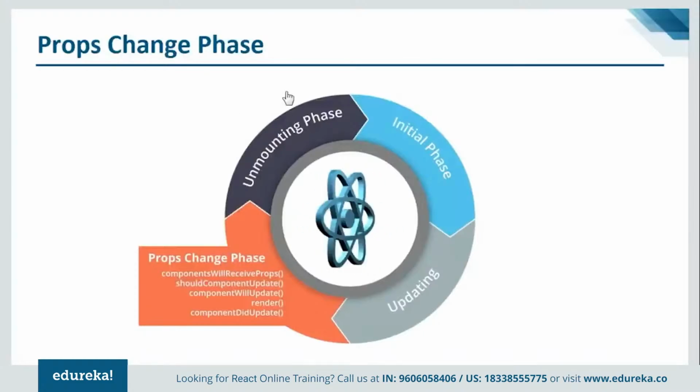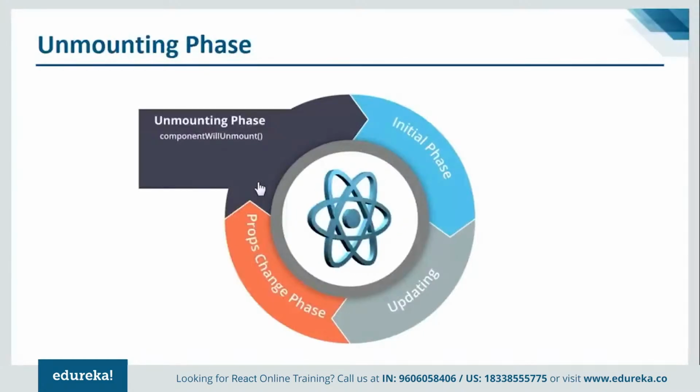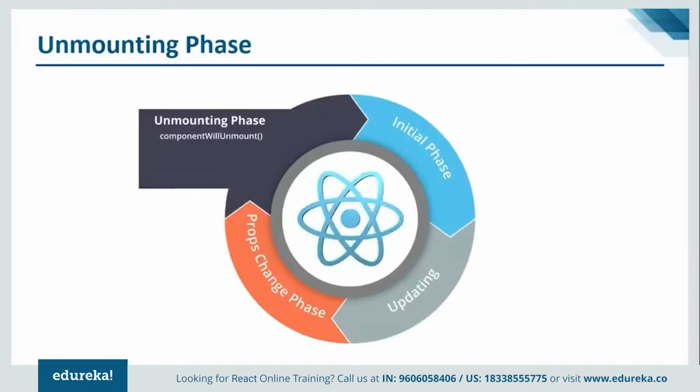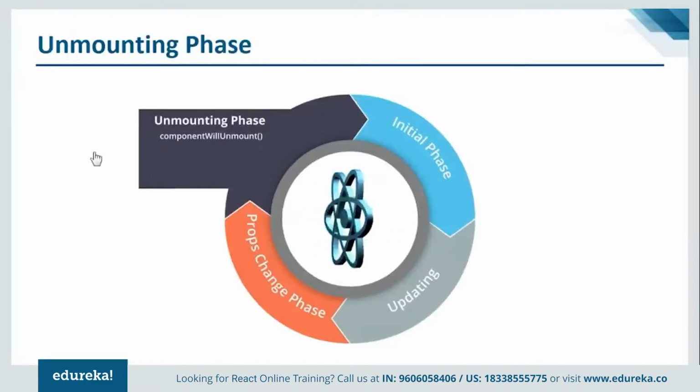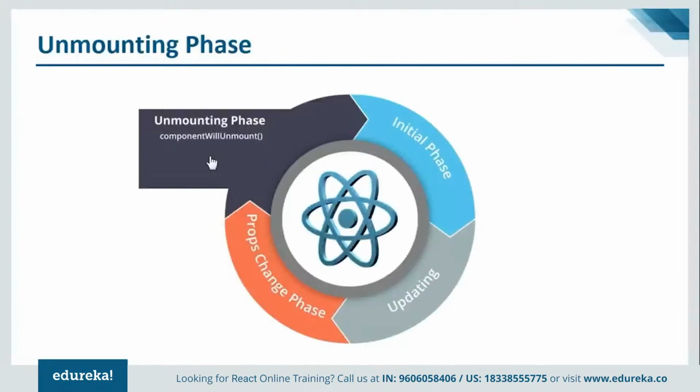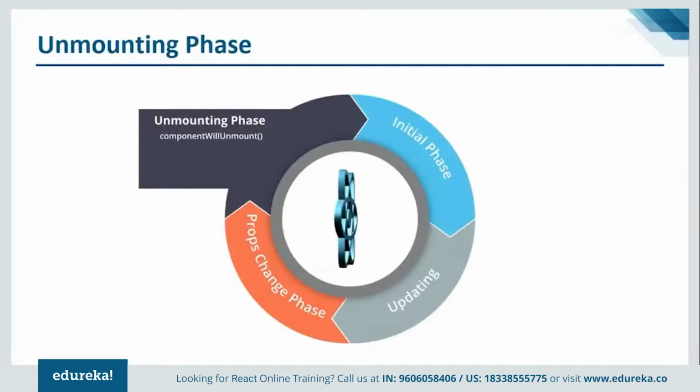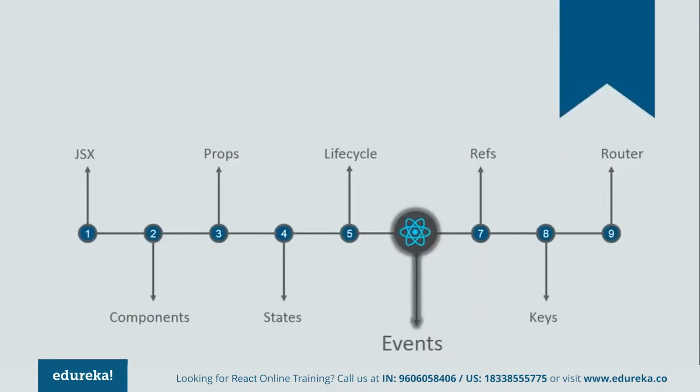Now let's move on to our last phase, that is the unmounting phase. Now this is the phase when the component is destroyed and removed from the DOM. There is only one lifecycle method over here, that is the component will unmount method. You can perform any cleanup related tasks here, such as removing event listeners, stopping timers, etc. After this method gets called, your component is completely removed from the DOM. So here we are done with all the phases of the component's lifecycle along with their methods.